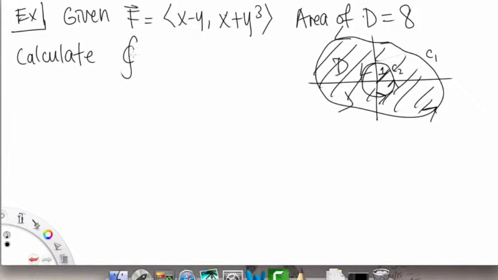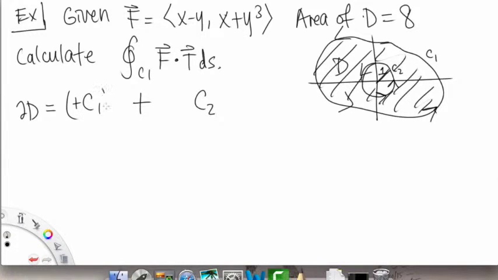Calculate the following: the line integral over C sub 1. Okay, so C sub 1 is the outer one. Let's see what we have to do here. We're going to take a little bit different approach. We do know that the boundary of D is going to consist of a C1 and a C2 in some way. We just have to figure out whether each of them is positive or negative. So let's look at C1. If we follow the arrows, we see that the domain stays on our left side. So that's good, so that's a plus sign.